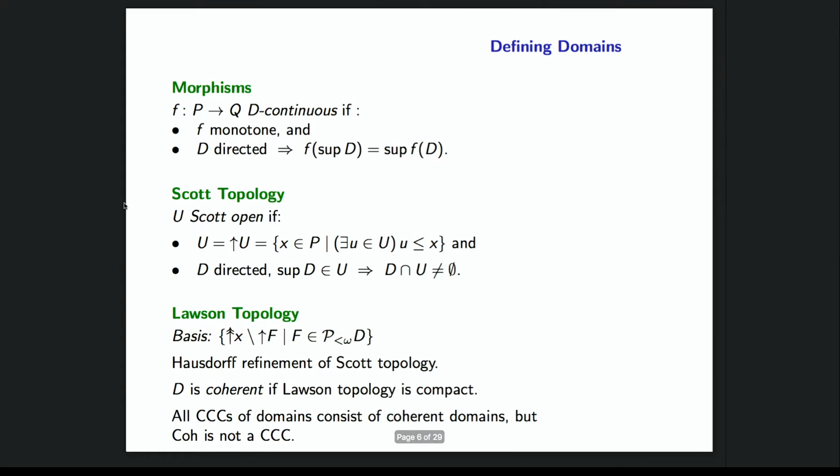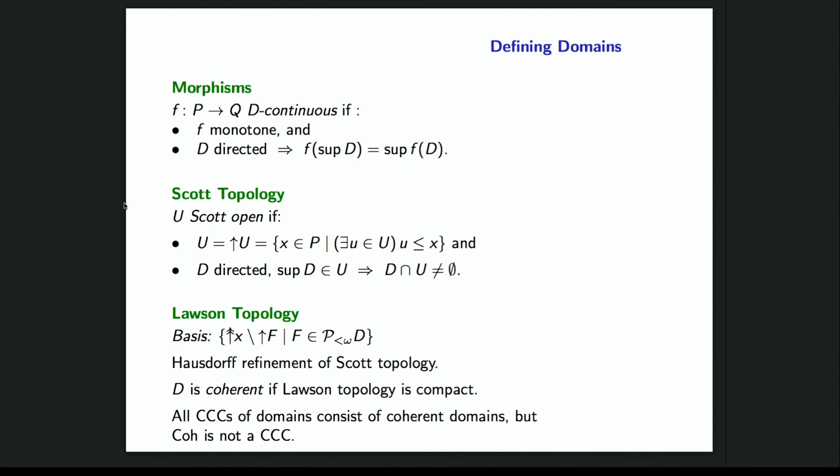There is another topology I want to talk about, the Lawson topology. These names, by the way, were invented by Karl Heinrich Hofmann, who is a collaborator in this area, and he liked to name things for people, and so he named the Scott topology for Scott and the Lawson topology for Jimmy Lawson, who's another collaborator, for various reasons.